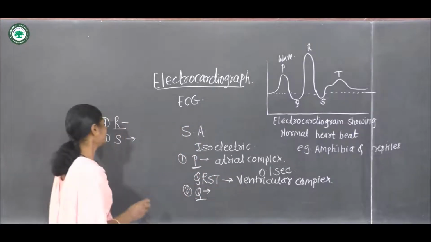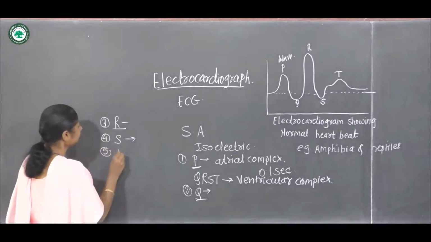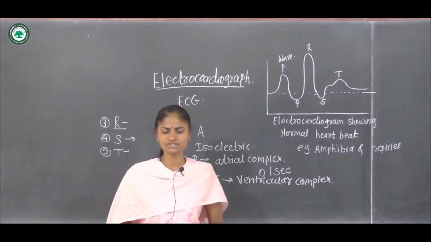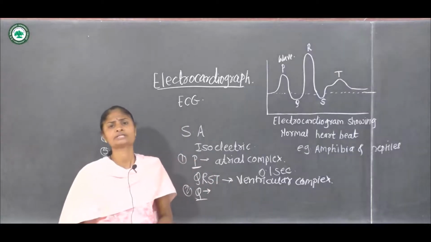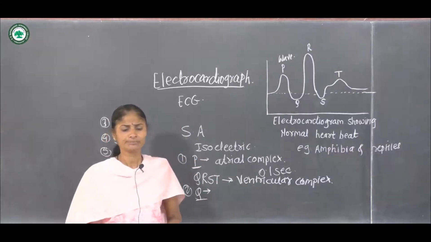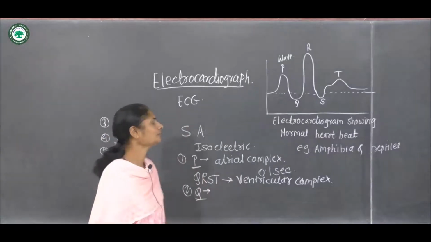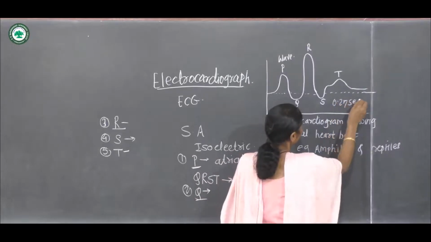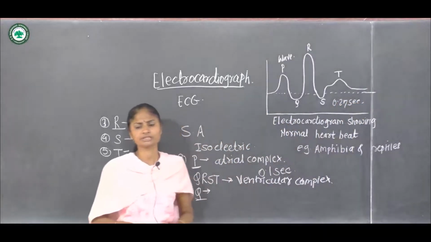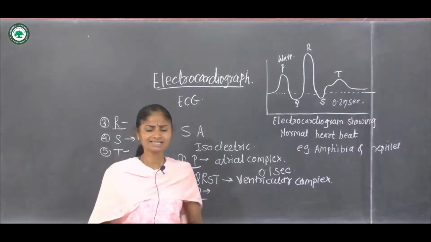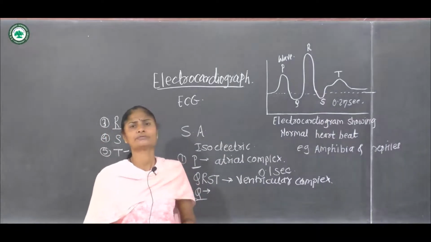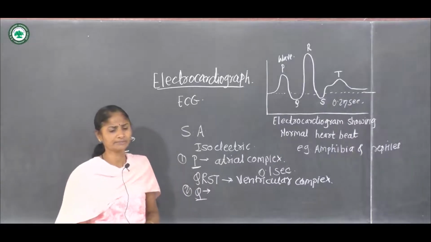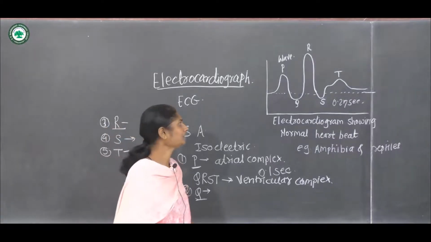The next wave is the T wave, the third upward deflection, and it is a broad, smoothly rounded deflection with a duration of about 0.27 second. It is the repolarization wave of the ventricle. This T wave is the repolarization of the ventricle, and here we also see the P and Q period.